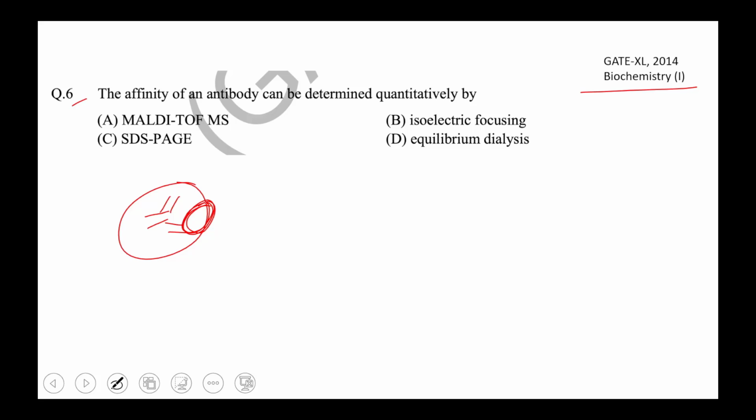For mass spectrometry, you can pull down the protein using the antibody, but that doesn't tell you about the affinity in a quantitative manner. So MALDI-TOF MS is not specifically used for the quantitative analysis of interaction of antibody and antigen.